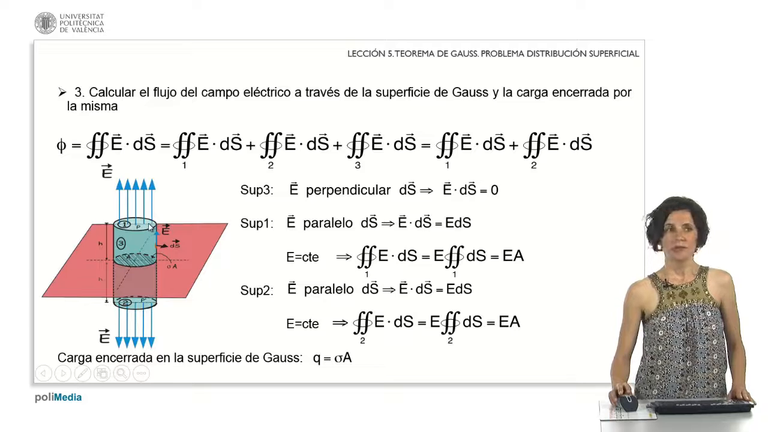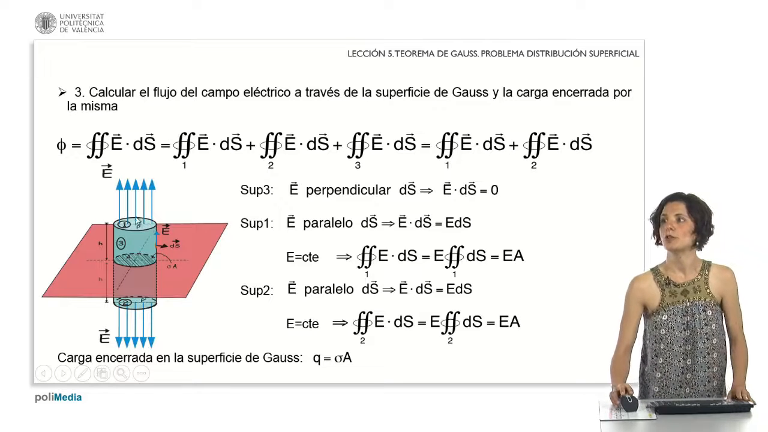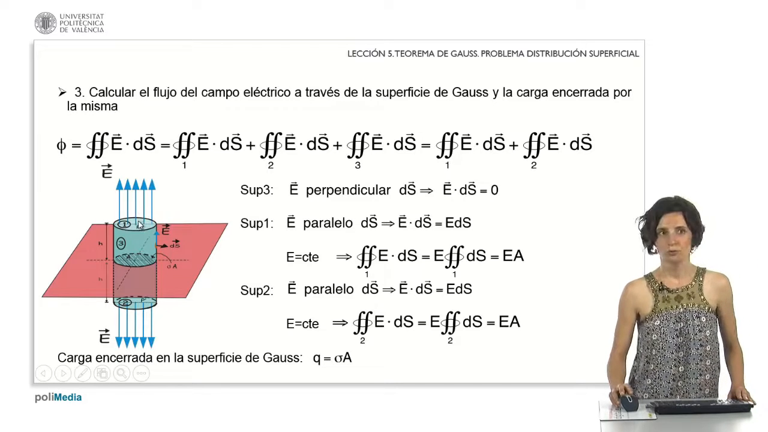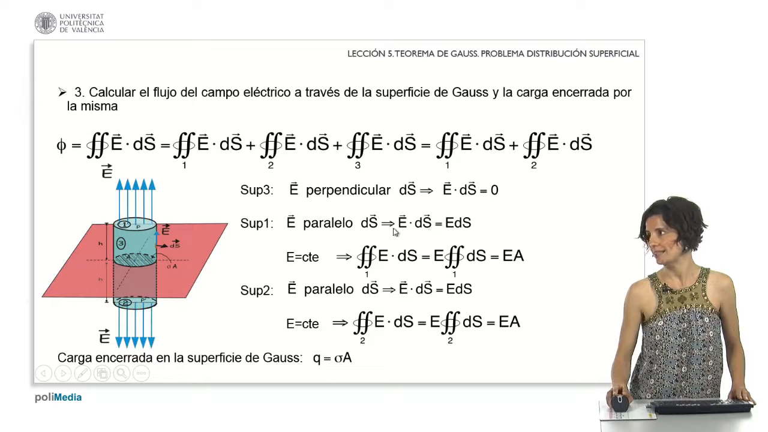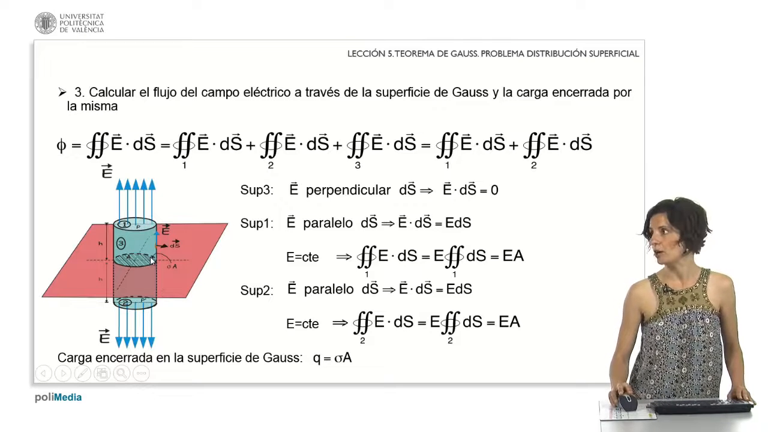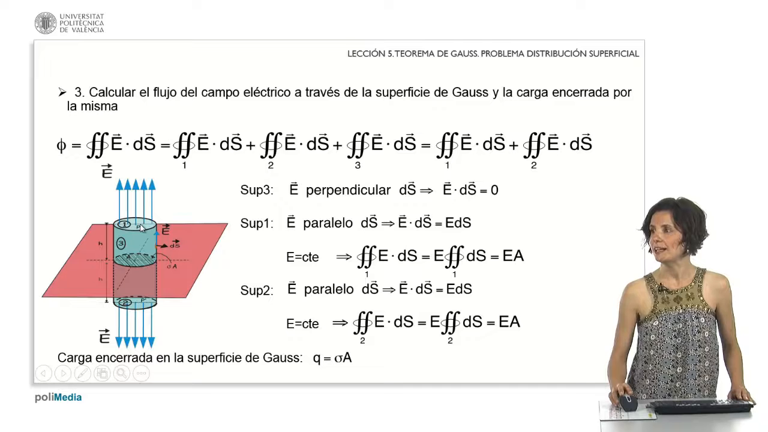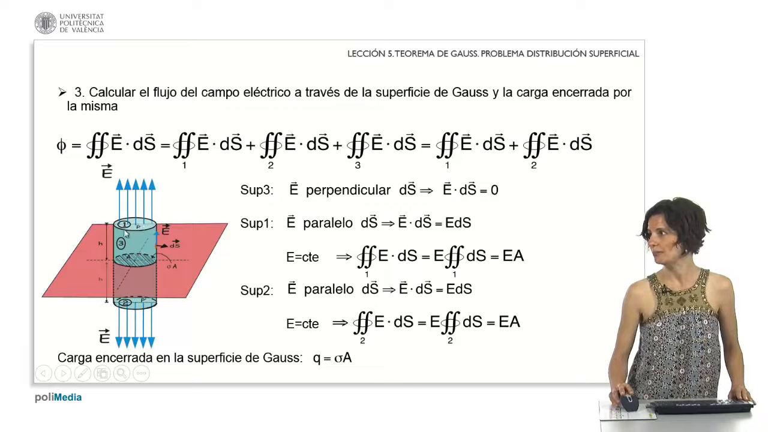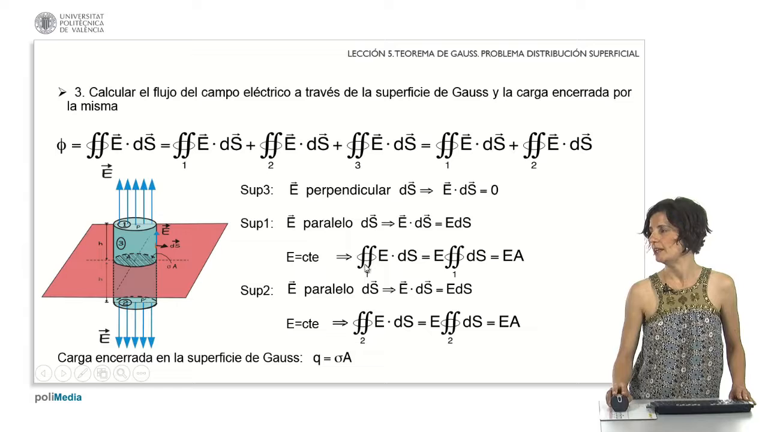On surface 1, the electric field vector and the differential vector of S are parallel. Therefore, the scalar product between these two vectors is equal to the product of the moduli. In addition, all points on surface 1 are at the same distance h from the charged plane. Therefore, the modulus of the electric field will be constant. Under these circumstances, the flux is equal to the electric field modulus times the area A.